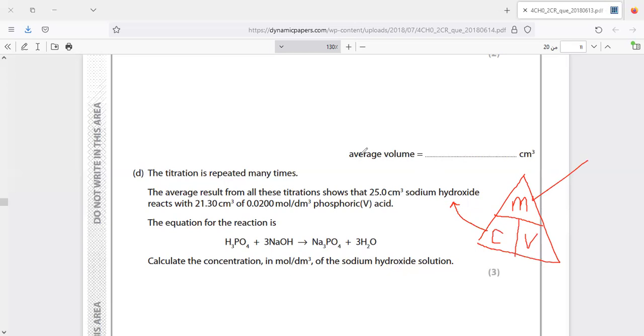Mohammed, what is the volume of sodium hydroxide you have in the question? 25. What will you do with this volume? We make it decimeter. So how do you convert cubic centimeter into cubic decimeter? Divide by 1,000. Exactly. So here you have the volume, but you don't have the moles of sodium hydroxide. How can you find the moles of sodium hydroxide? By mole ratio.